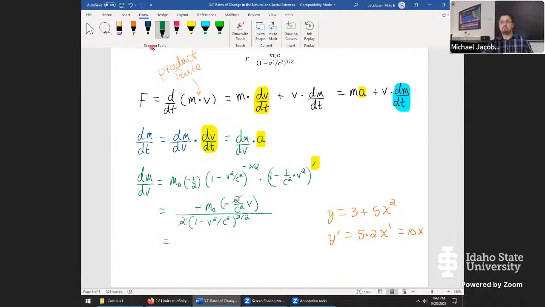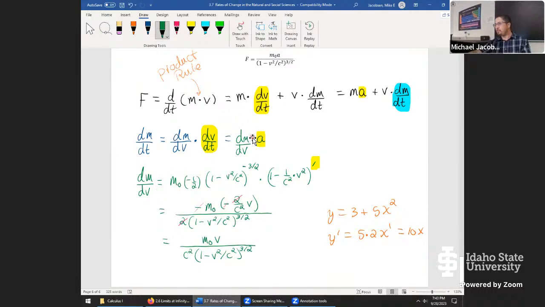And the next thing we'll write is, well, for the numerator, the only survivors are m naught and v. Where did c squared go? We can now force that into the denominator right over here, multiplying the 1 minus v squared over c squared to the power of 3/2. So that's where dm/dv would end up.